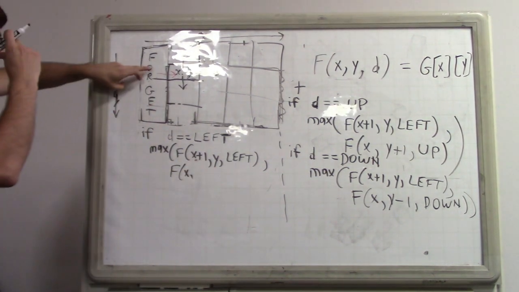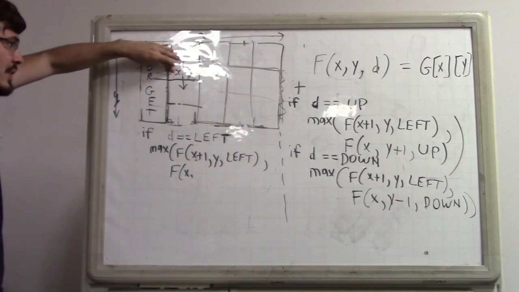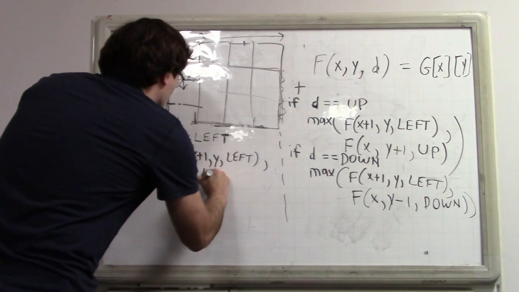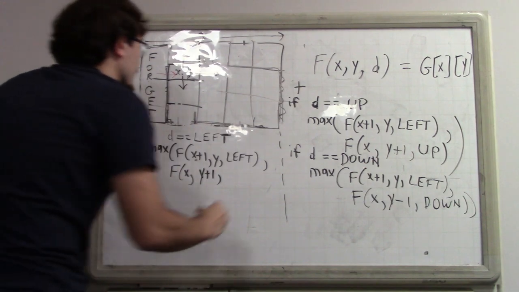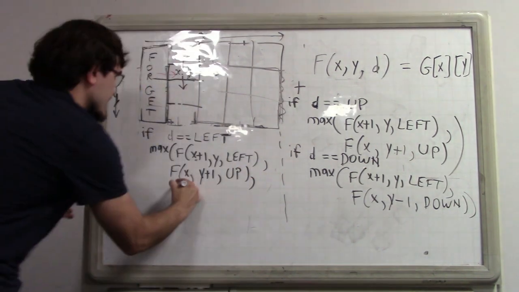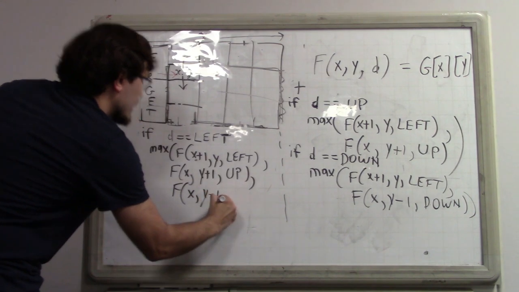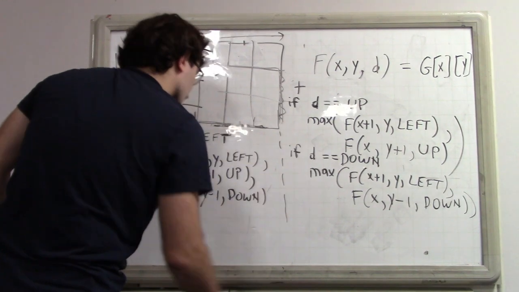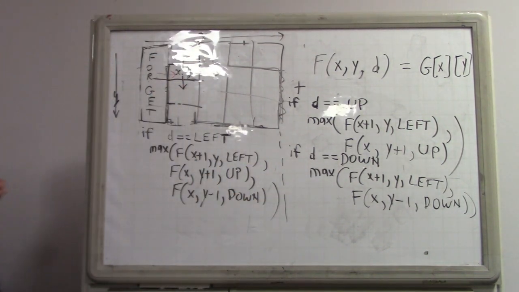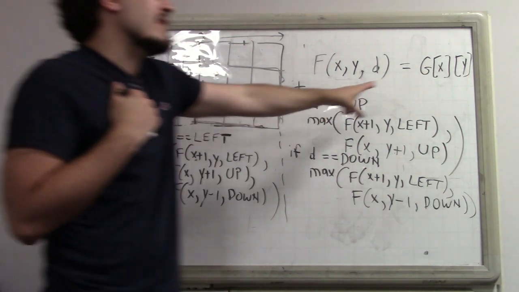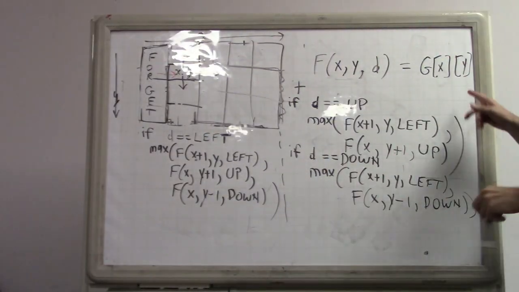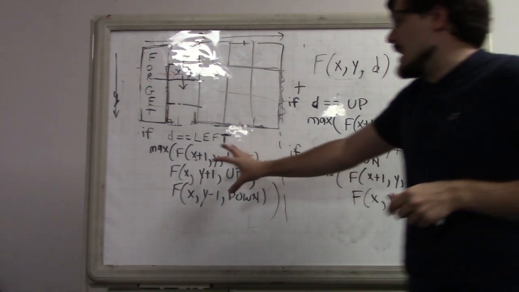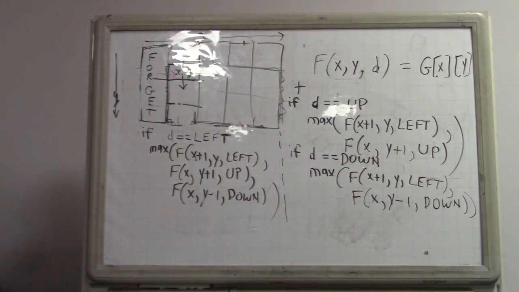So this case is, if you go to x, y, and you came from the left, then you get either this case, which is x, y plus 1, and you came from above, or you go here, and then you came from below. And so you're going to consider the max of all three of these choices. In all cases, you add this first. So basically, you add this, and then depending on which case you're in, you pick one of these to evaluate. You evaluate that, and that's your solution.